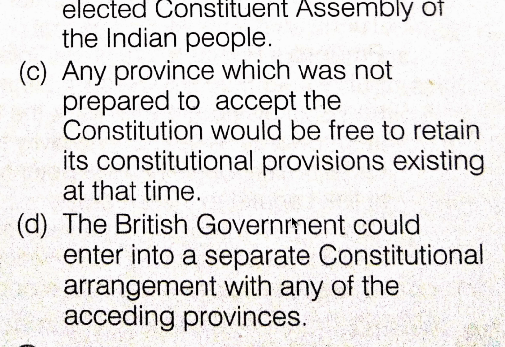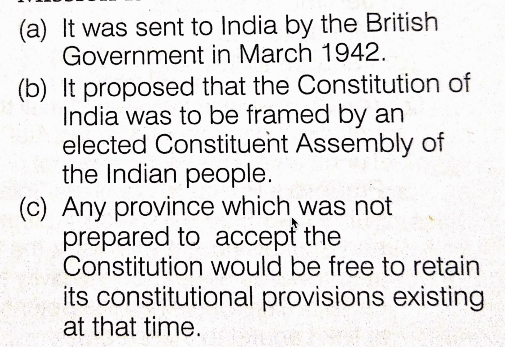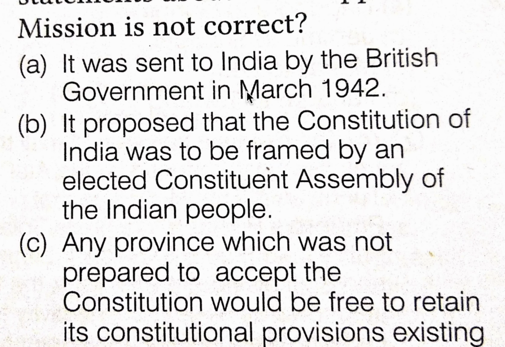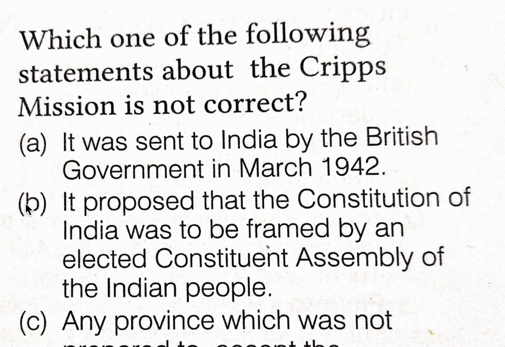So here, B is wrong, because the Cripps mission proposed that the Constituent Assembly would be formed to frame a new constitution of the country. So here they gave it in reverse. So option B is wrong, but the rest of these three are correct. So the answer is option B.